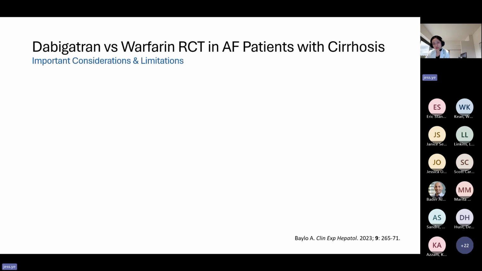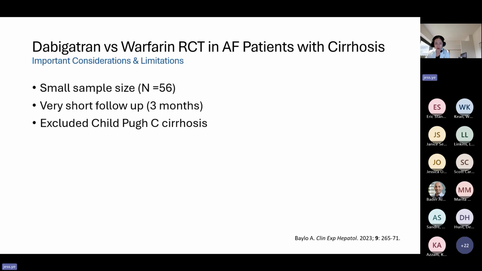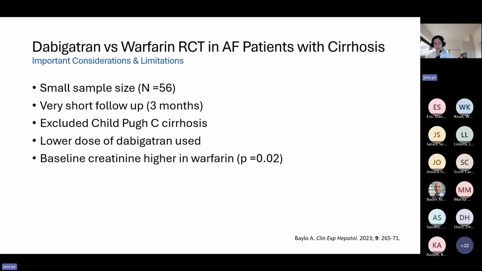There are several important considerations and limitations from this small RCT. It's a very small study with a very short follow-up, and that excluded advanced renal impairment. I want to point out the author did choose the lower dose of dabigatran, which I think is appropriate because of the risk of bleeding. The baseline creatinine was higher in the warfarin group, and the time in therapeutic range for warfarin was not reported despite being an RCT. The last 3 points could have potentially contributed to biasing the results of lower bleeding with dabigatran.